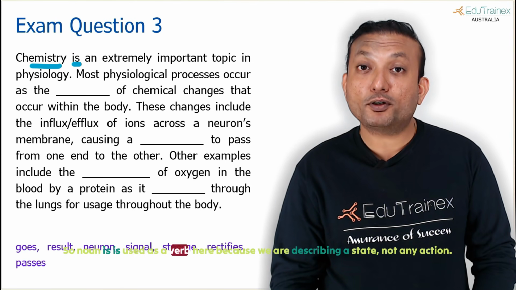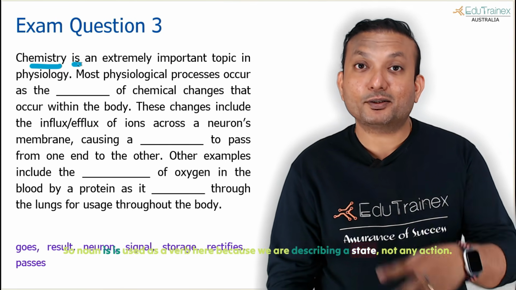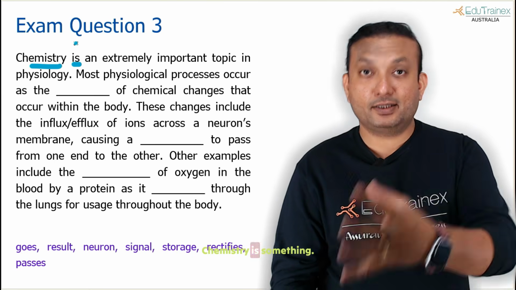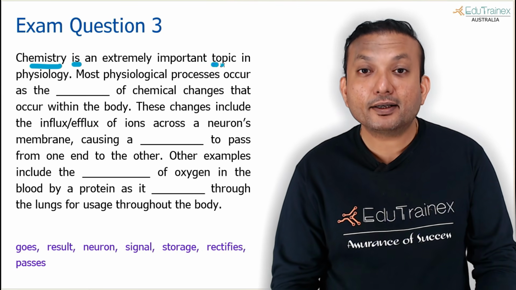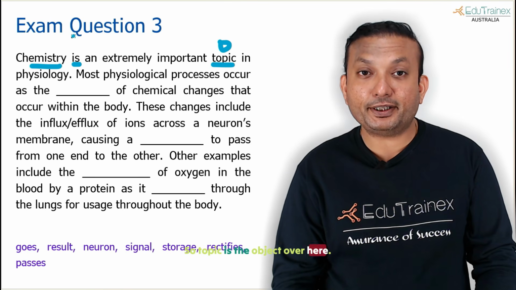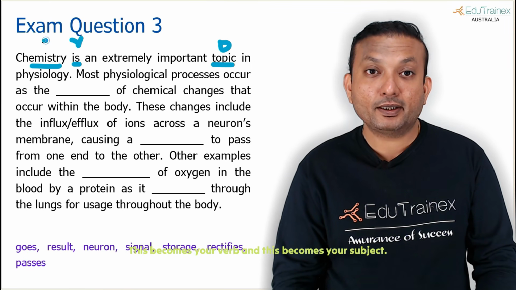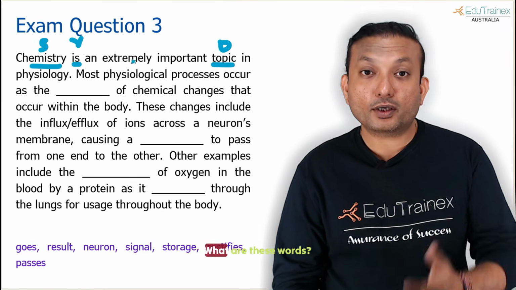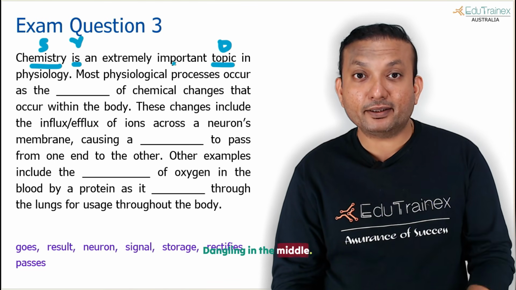Is used as a verb here because we are describing a state, not any action. Chemistry is something. What is it? It's an important topic. So topic is the object over here. This becomes your verb and this becomes your subject.